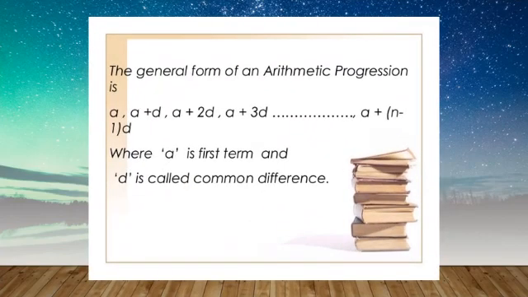Here on this slide, you can see the general form of writing an AP. We write the AP as a, a plus d, a plus 2d, a plus 3d, and so on. So this gives us the nth term as a plus (n minus 1) into d, where obviously a is the first term and d is the common difference.